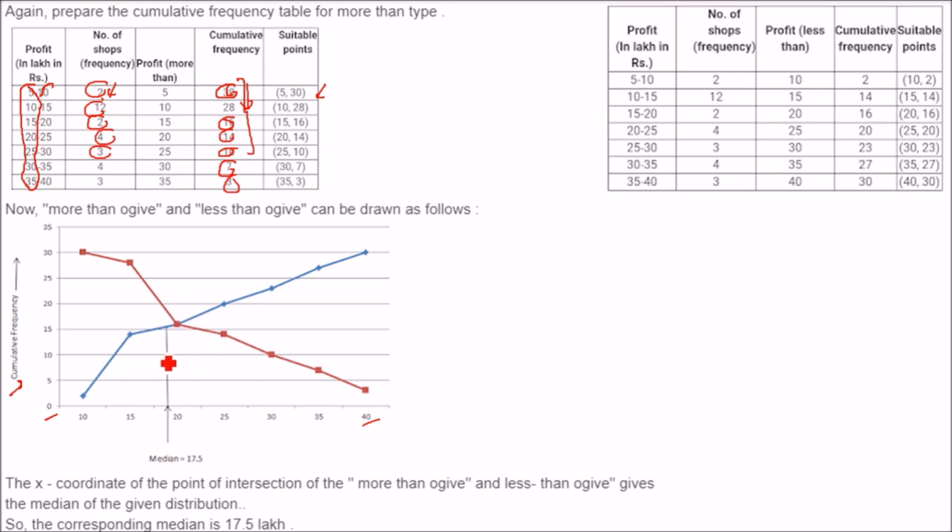So we are plotting the first one and the second one, and we need to find the median. More than and less than are already there. The x coordinate of the point of intersection of more than and less than, this is the intersection. So we drop a line from this point, and this will give us the median. So this will be equal to 17.5 nearly. So this will be our median.